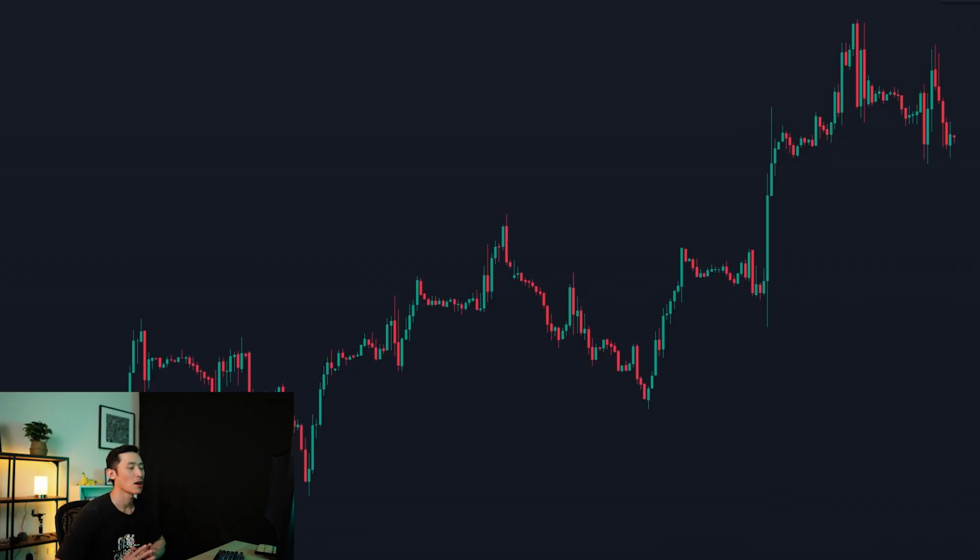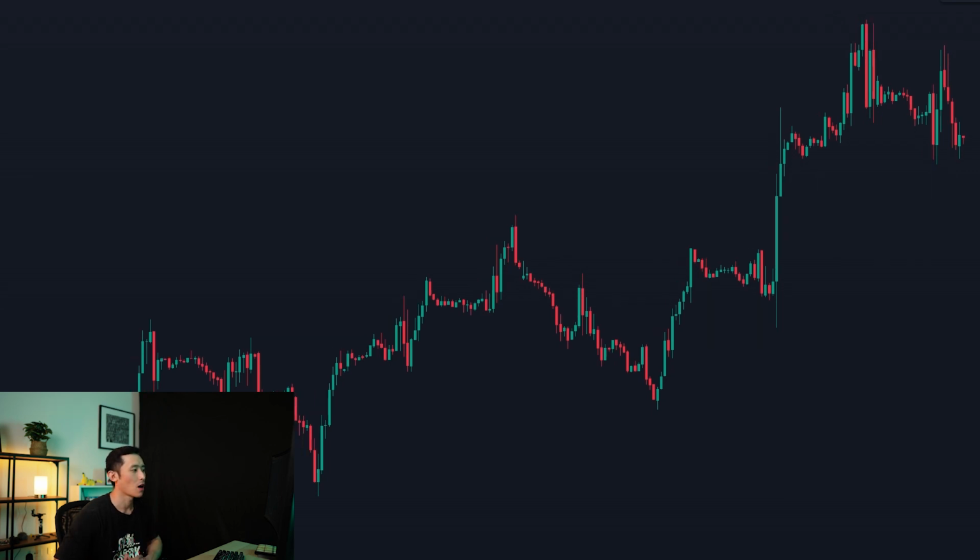This is a 1 hour chart of the S&P 500. This is not cherry picked, it's the latest data from last week. I can already see two examples here where you may have gotten tricked by the market structure. So the first one would have been here. This was the last high low that was broken.